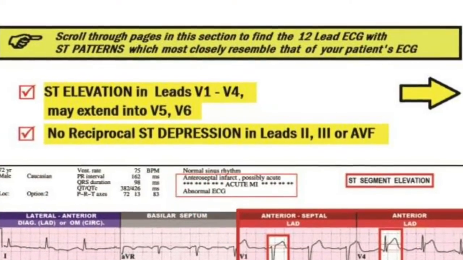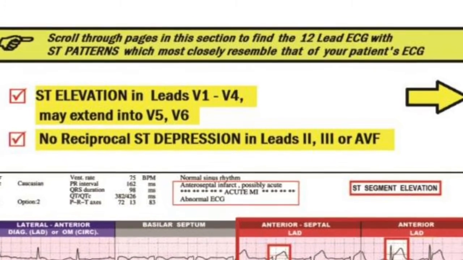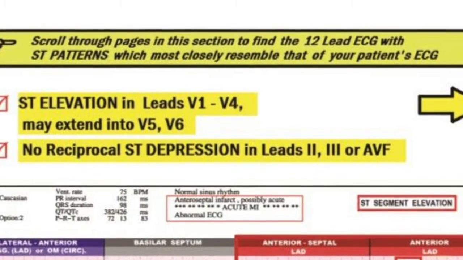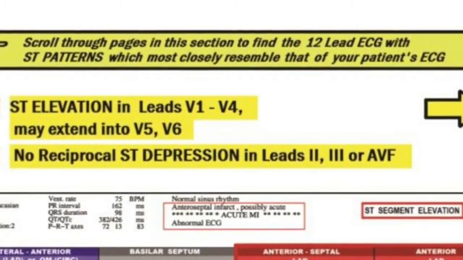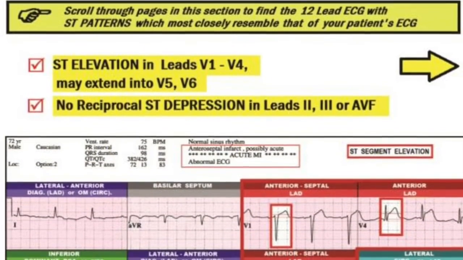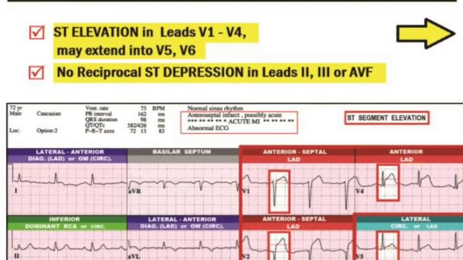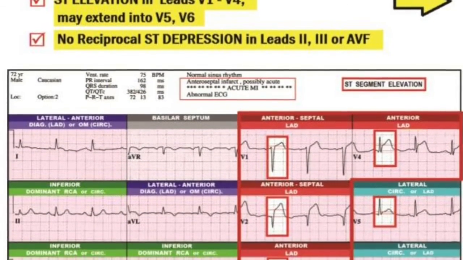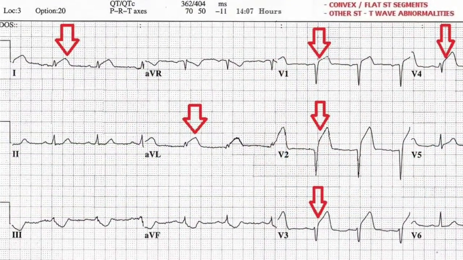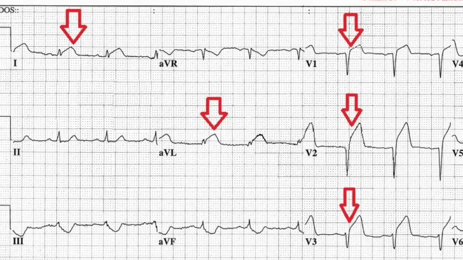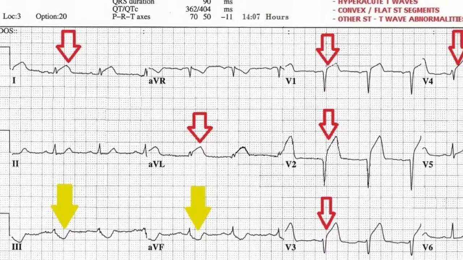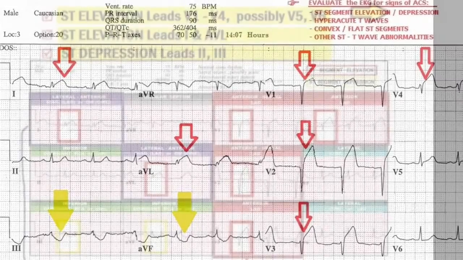Step 6 is to follow the instructions in the highlighted section at the top of the page, which tell us to scroll through the ECGs in this section to find the one with the ST patterns that most closely resemble that of our patient. In this case, the ECG on page 24 has ST elevation in leads V1 through V4. However, it is missing the ST elevation that our patient has in leads 1 and AVL. Also, our patient has ST depression in inferior leads 3 and AVF.